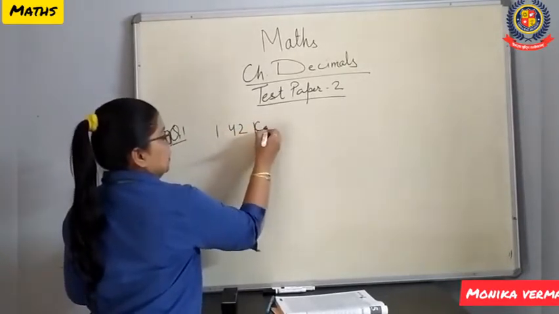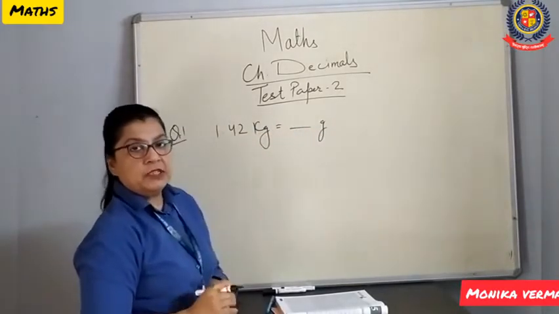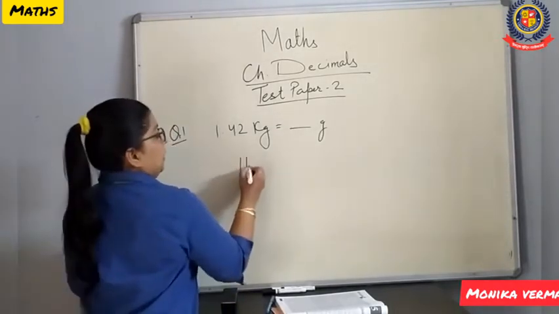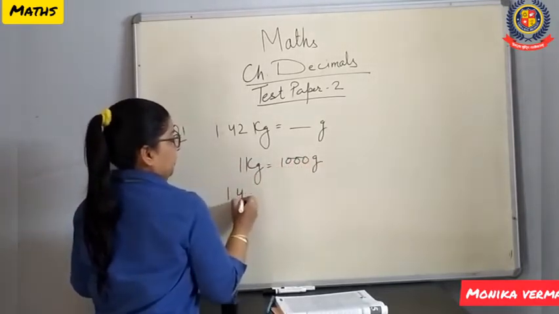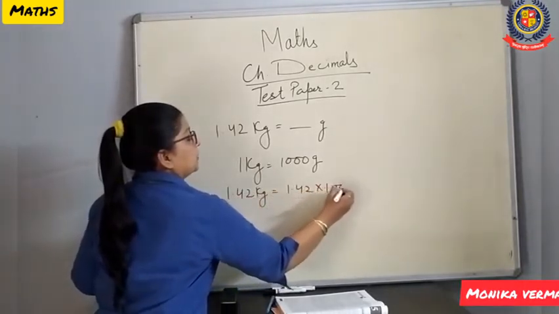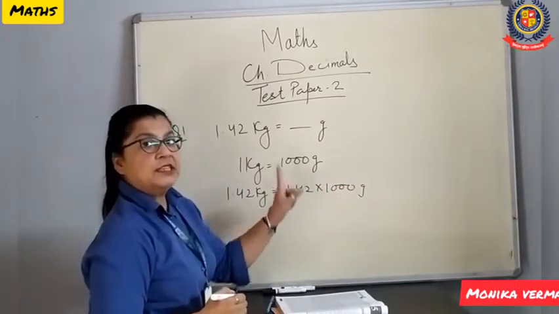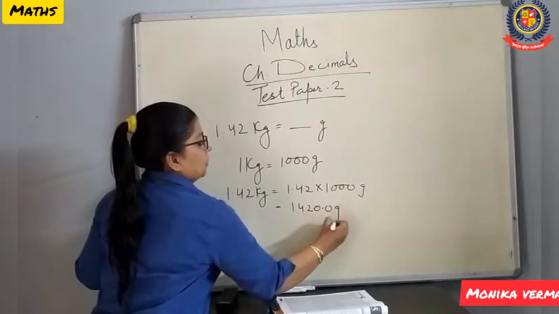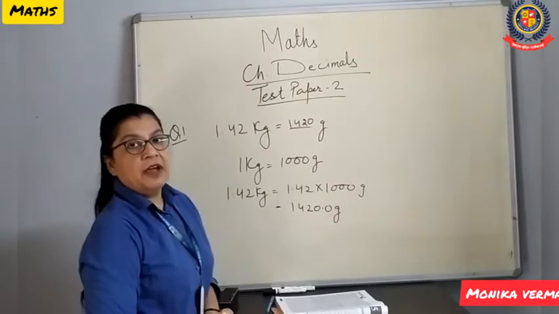1.42 kg is equal to dash gram. And how many grams in 1 kilogram? 1000. 1 kilogram is equal to 1000 gram. So 1.42 kilogram is equal to 1.42 into 1000. It means the decimal will shift 3 digits right. So we will get 1420.0 gram. Or we can write 1420. Our answer is 1420 gram.